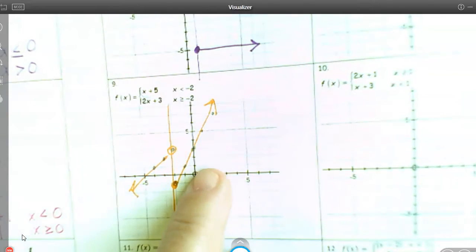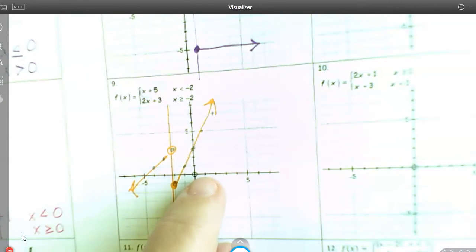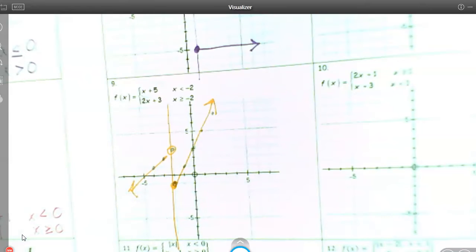And see, that one's going up a little faster than that one. That one makes sense because this one has a slope of 1 and this one has a slope of 2.